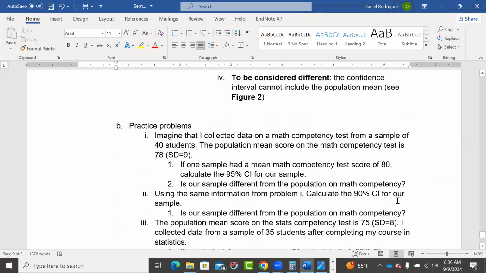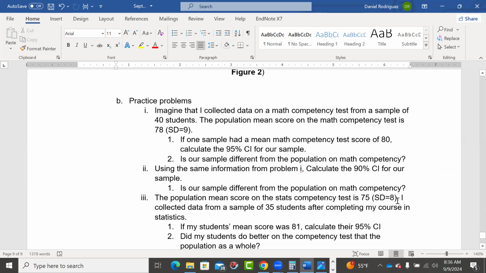Okay, here's a couple of practice problems for you to do. I'll do one of them.